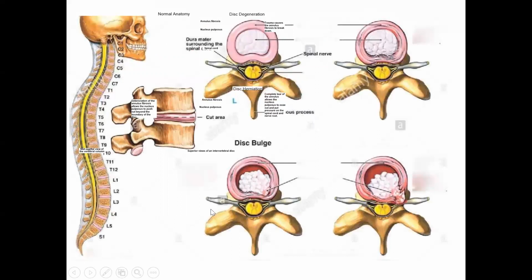Here we can see the normal anatomy of the bulge. This is the mid-sagittal view of the vertebral column. Here you can see deterioration of the annulus fibrosus allows the nucleus pulposus to push out beyond the boundary of the disc. This is what the cut area is.